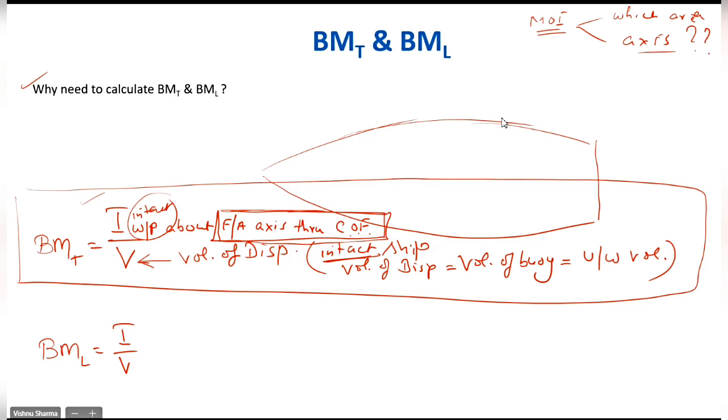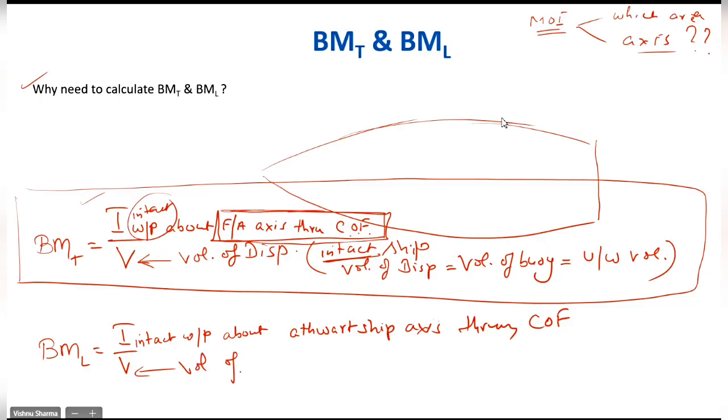Then what is BML? BML is also I of which area? Same area. But about the athwartship axis, a port to starboard axis passing through the center of flotation, COF. And V is the same, the volume of displacement.